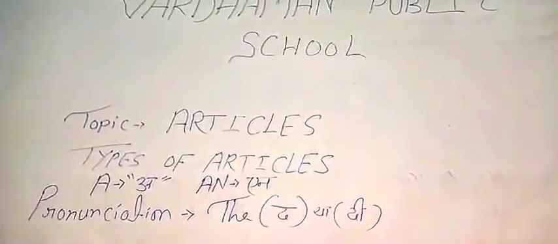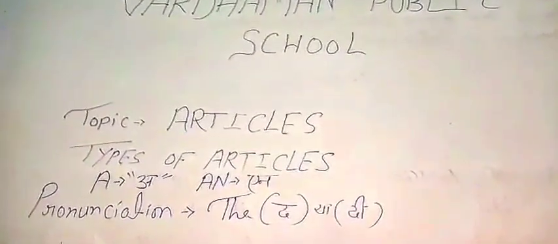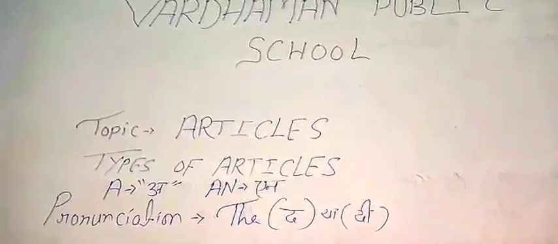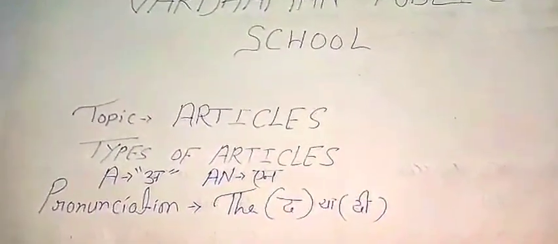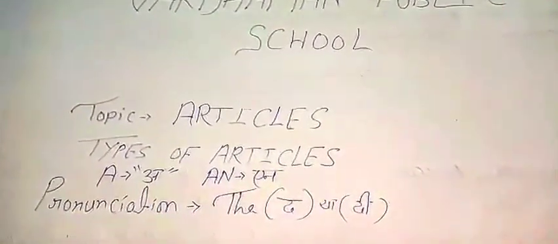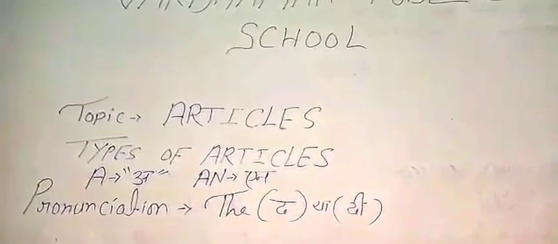This is the most important topic in which most of the people have different kinds of confusions. So today we are all going to clear these confusions. In this video we are going to learn about articles. There are three kinds of articles: a, an and the. How to pronounce a and the.